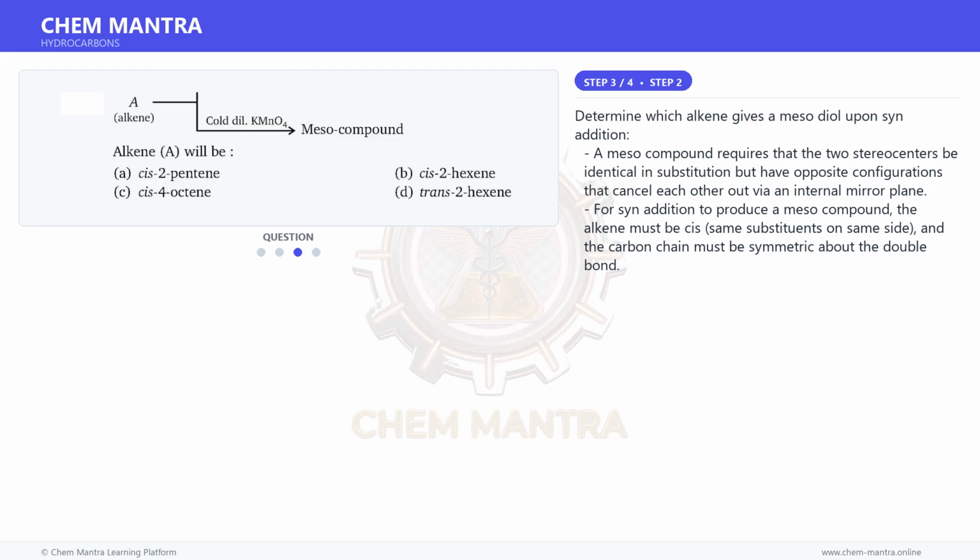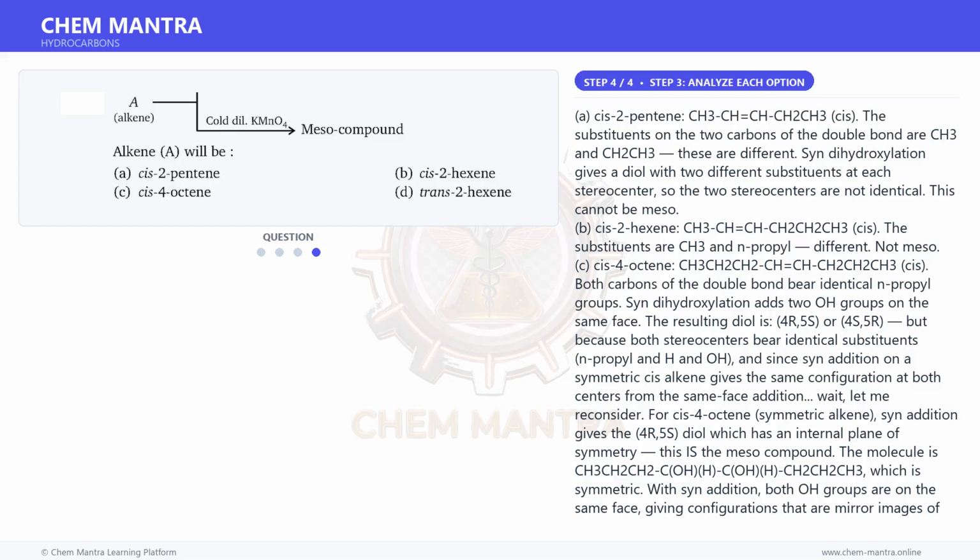For syn addition to produce a meso compound, the alkene must be cis, same substituents on the same side, and the carbon chain must be symmetric about the double bond. And for the final step, A. cis-2-pentene, CH3CH=CHCH2CH3, cis. The substituents on the two carbons of the double bond are CH3 and CH2CH3, these are different. Syn-dihydroxylation gives a diol with two different substituents at each stereocenter, so the two stereocenters are not identical.